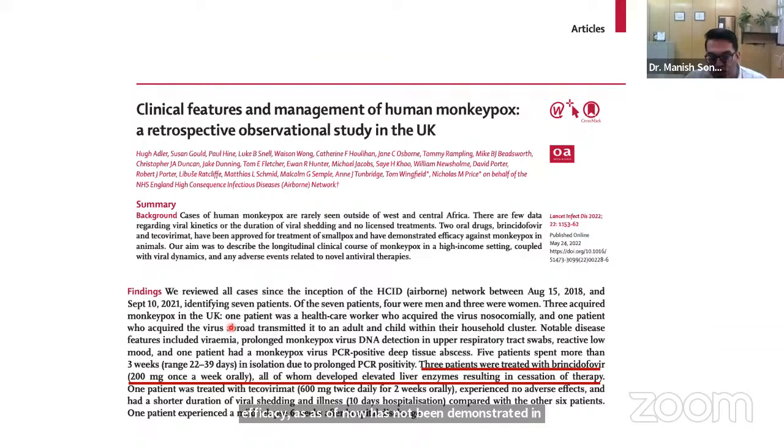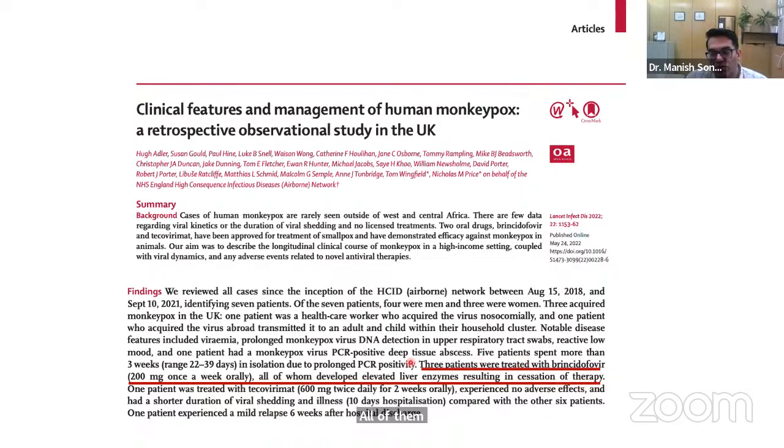Coming to the other drug, brincidofovir, which is used more as a second-line drug, along with cidofovir, because they are toxic drugs. In this report, again, there were only 3 patients, and most of the reports are like this, a handful of patients. All 3 patients treated with brincidofovir developed elevated liver enzymes, resulting in cessation of therapy.